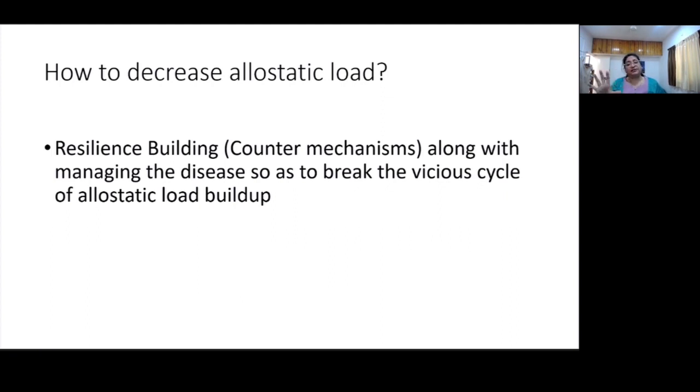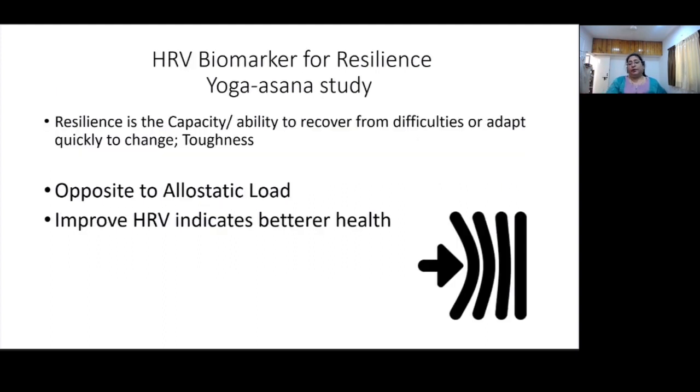So along with disease management, if we start to build up some counter mechanism which can counter the allostatic load, this will help to break this vicious cycle of disease and allostatic load buildup. Now, we have used HRV as a biomarker for resilience. So we have conducted a series of yogasana and HRV studies.